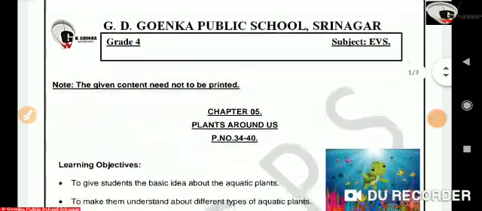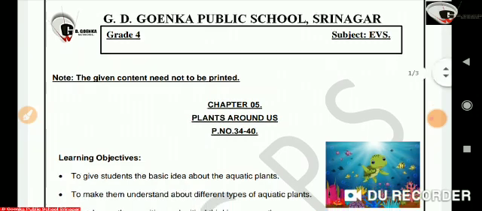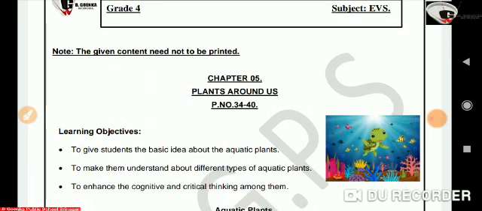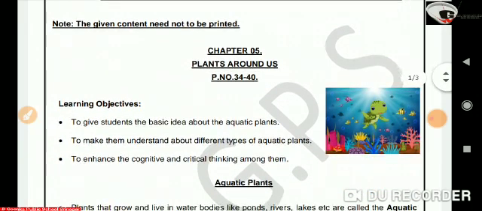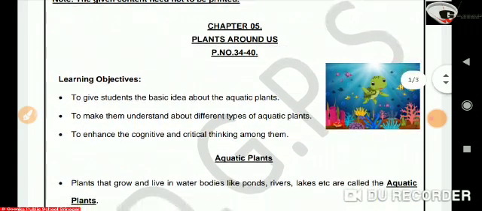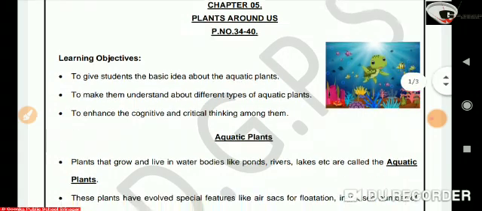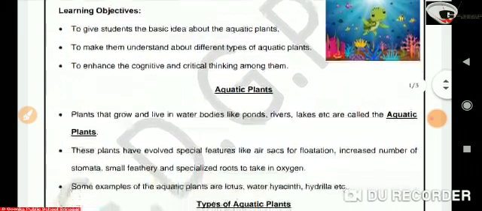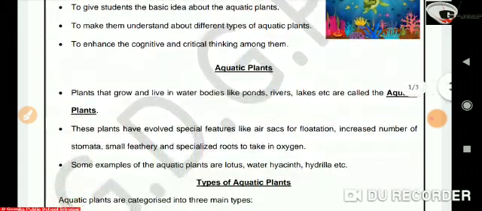This video lesson is in continuation with chapter 5, Plants Around Us, which is on page number 34 to 40 on your EVS textbook. Dear Goenkans, in today's topic we will learn about the aquatic plants, and we will also learn about the different types of aquatic plants. So kids, let's learn about the aquatic plants first.